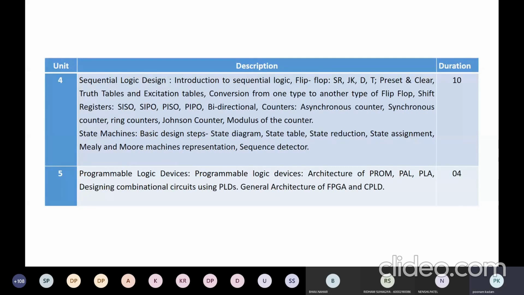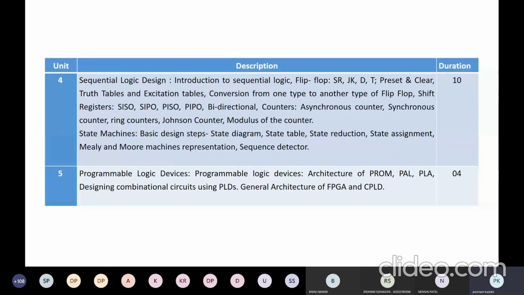And the last module is about programmable logic devices. You see, there is a large variety of ICs available in the market which can be programmed as per the user's wish.